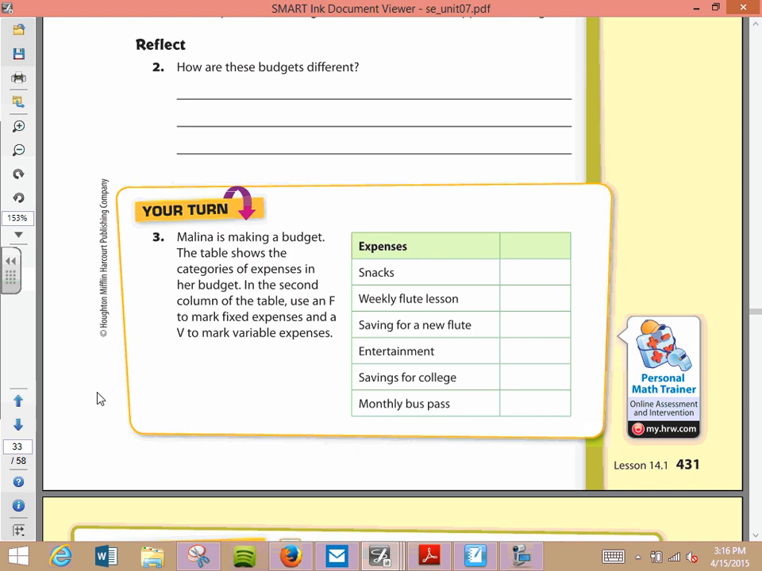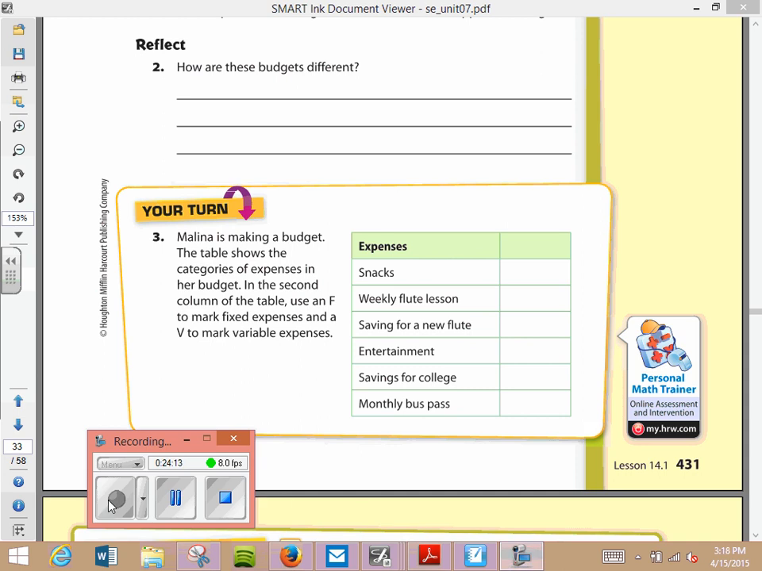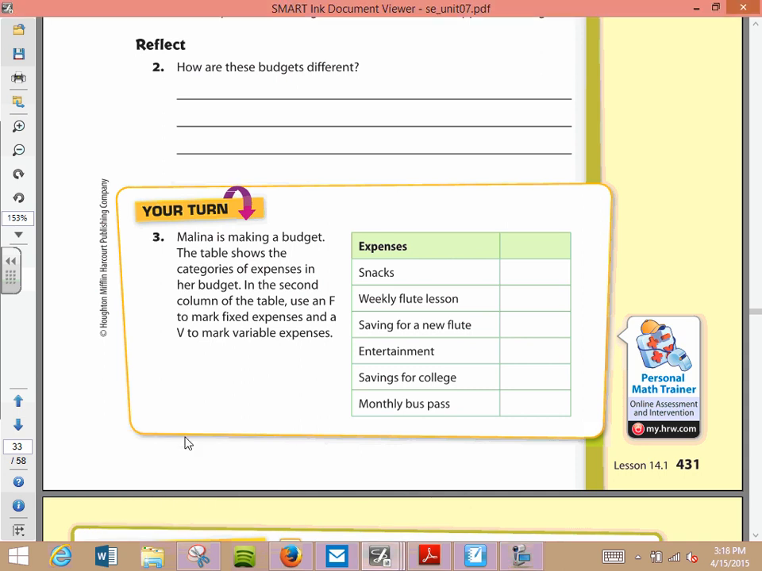All right. So for the next activity, you're going to go over these and tell me if they are variable or fixed expenses. So next to them, write down variable or fixed for each one of these. All right. So snacks, are they variable or fixed? They vary, right? What about weekly flute lessons? Fixed. Savings?